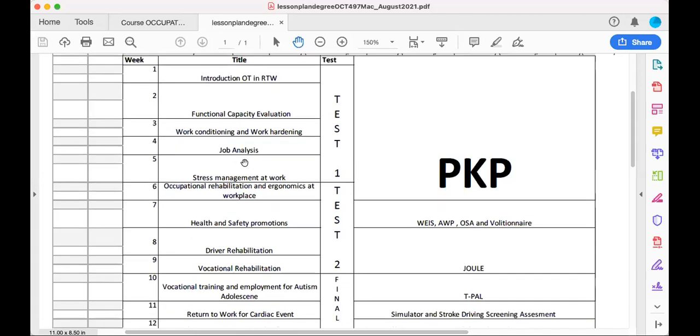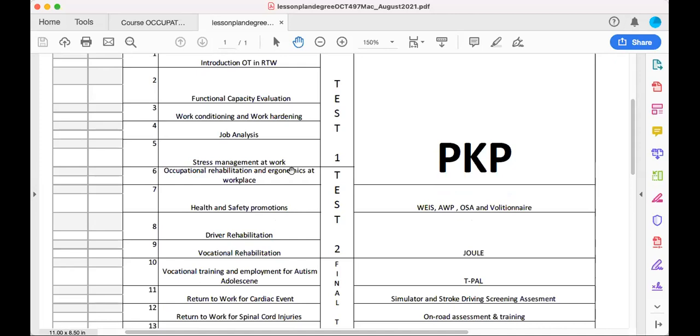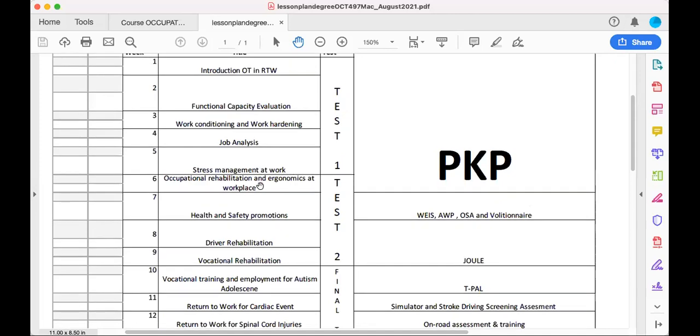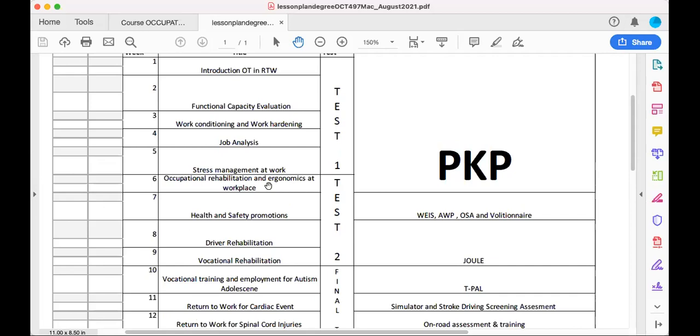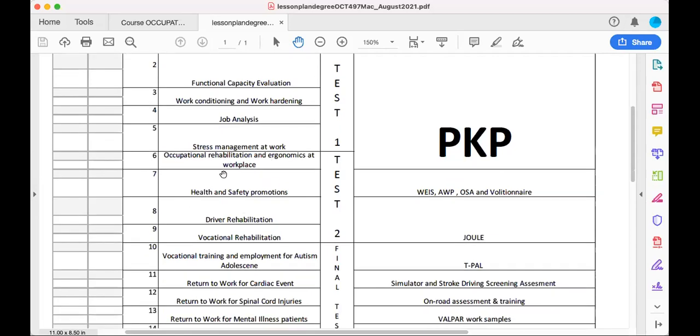And also, I will present to you work conditioning and work hardening in week 3, and then job analysis, which is very important. How do we analyze a job, which is very important. If we want to come out with the intervention, we have to know what type of job the worker has. And then stress management at work, week 5. And also at week 6, there is a topic called occupational rehab and ergonomics at workplace.